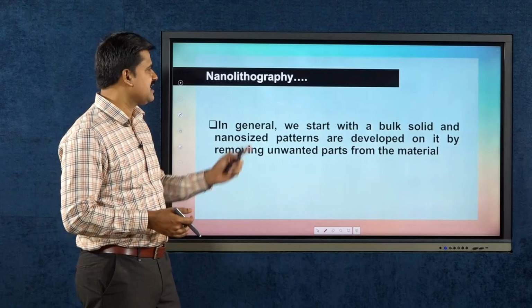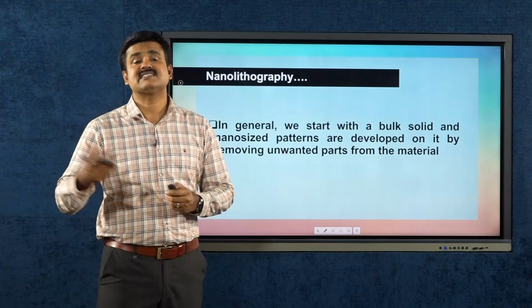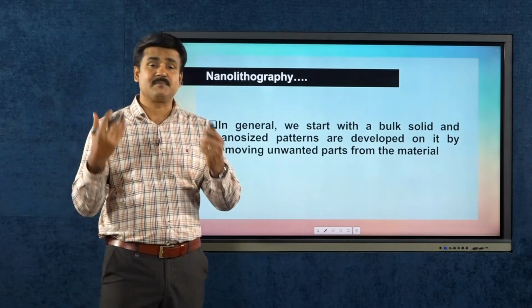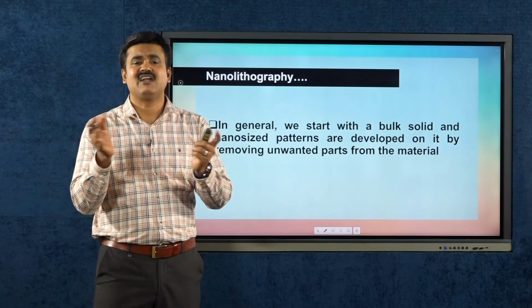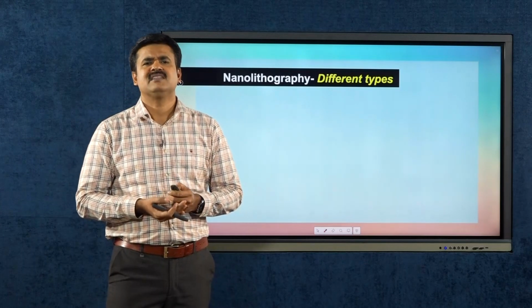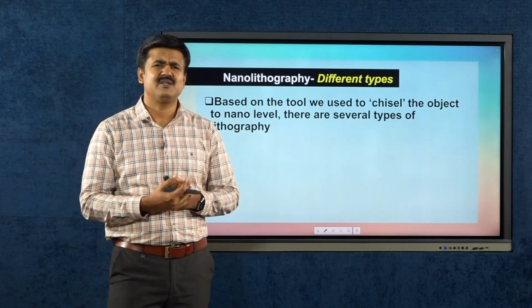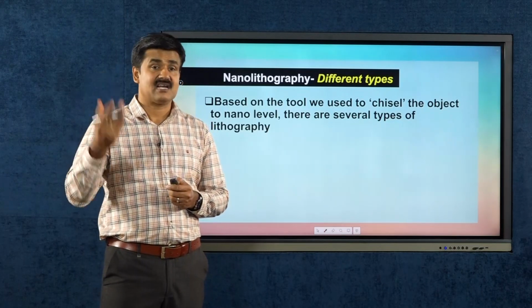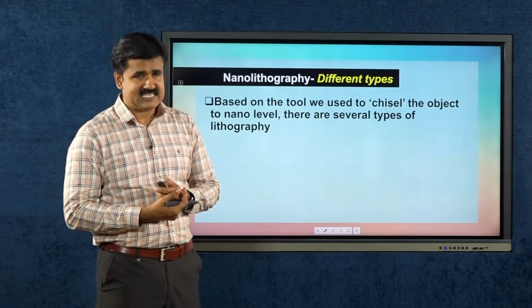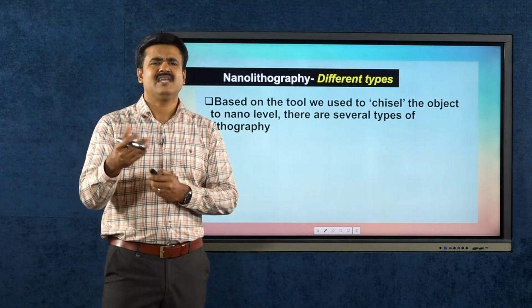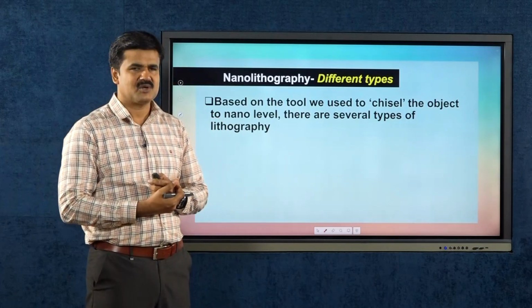Now, the procedure in general: we start with a bulk solid. This is because we are discussing the top-down approach. The starting material must be in the solid state, and nano-sized patterns are developed by removing unwanted parts from the material. There are different types of nanolithography. We need not consider more details of the nanolithography techniques; you can study them in your higher classes when dealing with the more synthetic procedures of specified nanomaterials. So we are just mentioning basic ideas about the top-down methods only.